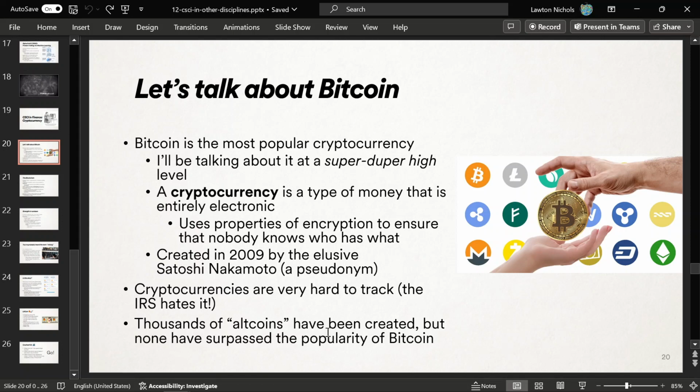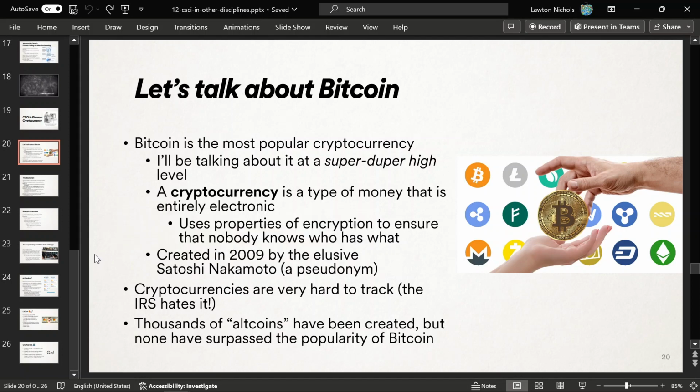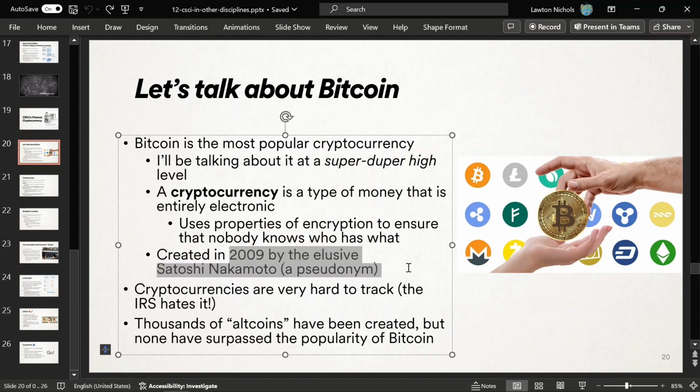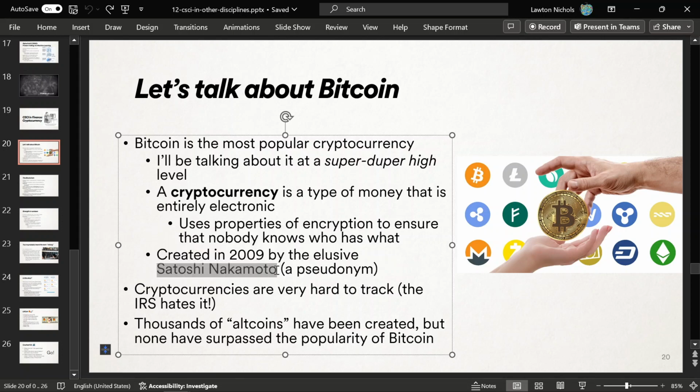But everybody has an account, and Bitcoin, the most popular cryptocurrency, was created back in 2009, so it's pretty old by now. Somebody posted a research paper about it, and they called themselves Satoshi Nakamoto, but this is apparently not the person's real name who invented Bitcoin. It's a pseudonym, so who knows who the real person was. And because of all the cryptography involved, and the fact that nobody's putting their name anywhere, cryptocurrencies are very hard to track, which is great for tax evasion purposes, I guess.